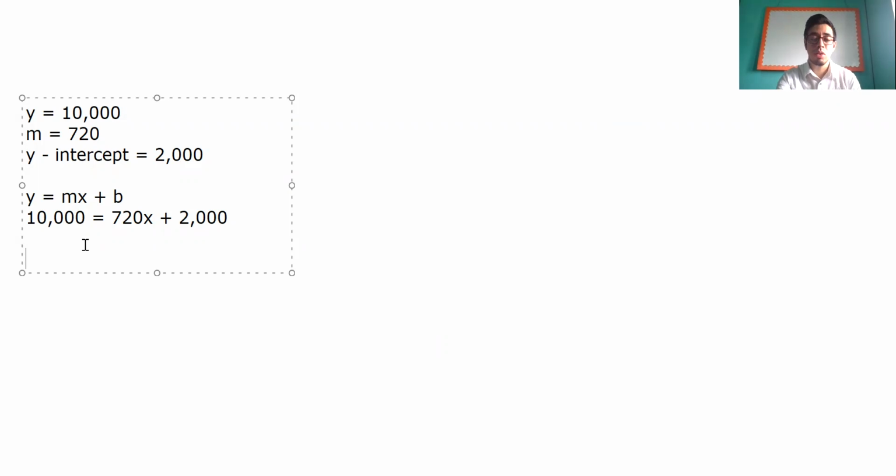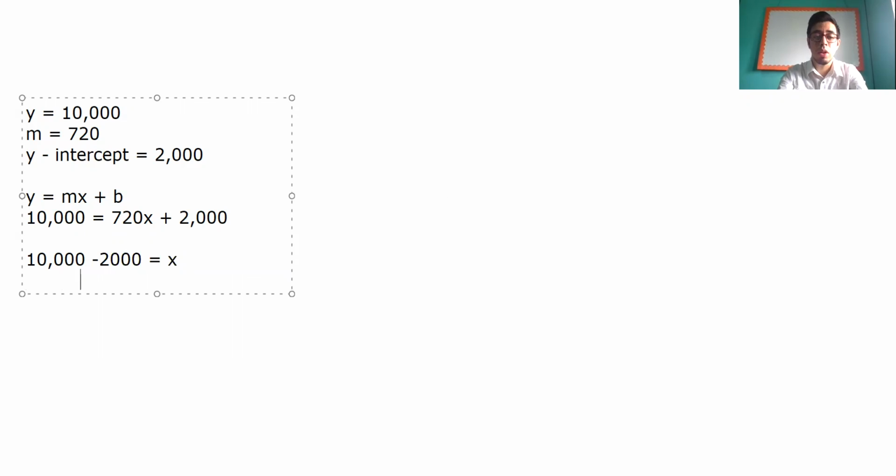So solving the equation. I have 10,000 minus 2,000 because you pass this number to the other side to subtract. This is going to be equal to 720x. And what is going to happen with 720? It's multiplying my variable, so I'm going to pass it to the other side to divide. Don't forget about this. Your entire life you are going to use this if you study something related with math. Or even if you choose any other career, you are going to need this.